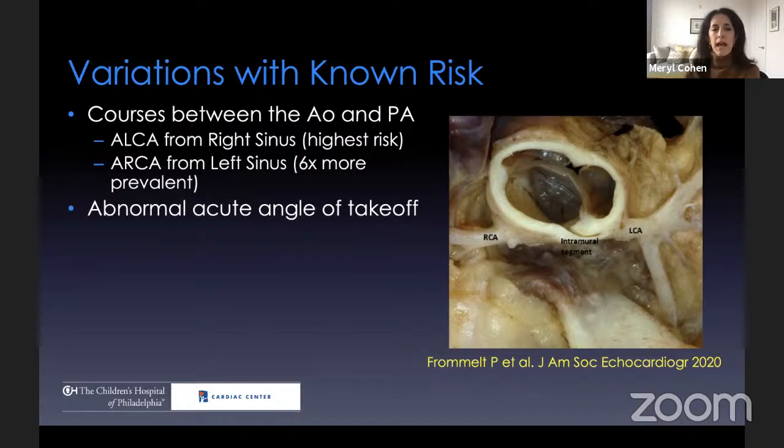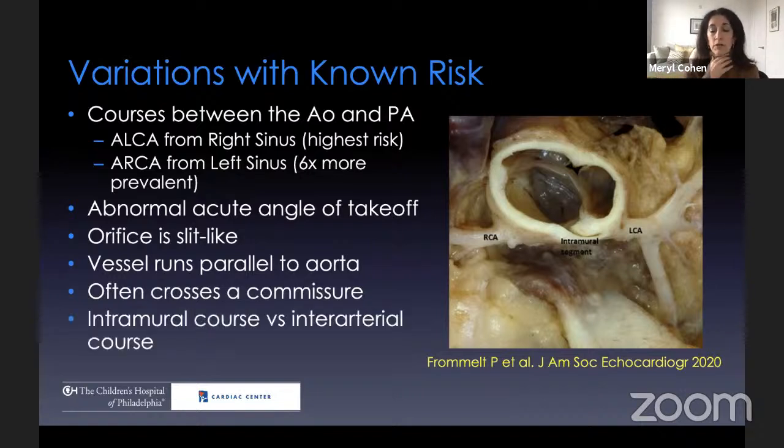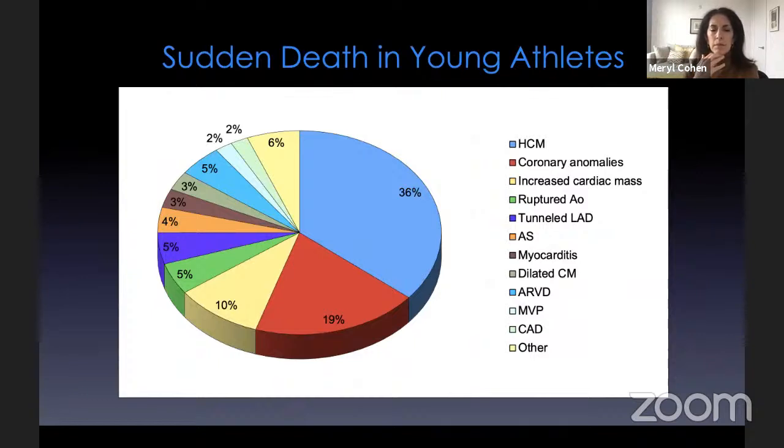If the coronary has an abnormal acute angle of takeoff, that puts the patient at high risk, and if the orifice is slit-like, and if the vessel runs parallel to the aorta, and if it crosses a commissure. These are all risk factors that we look for. And again, an intramural versus an interarterial course. Most of these coronary arteries will have some intramural course, but not all. And so why are we worried about these? Because it's the second most common cause of sudden death in young athletes, just behind hypertrophic cardiomyopathy.